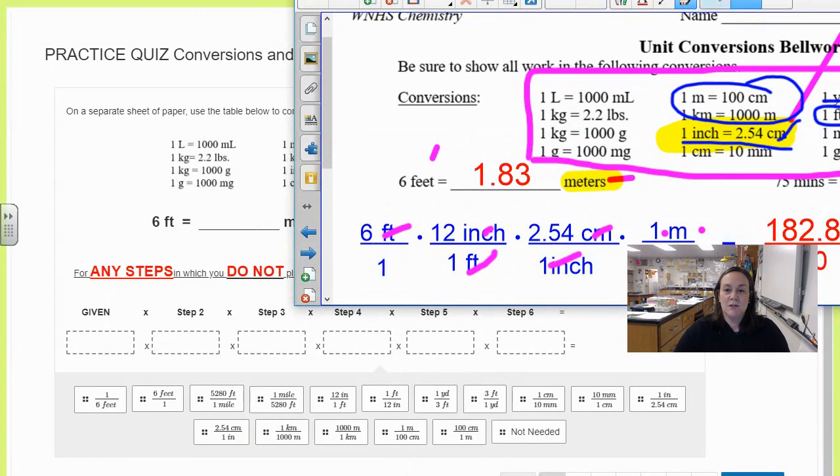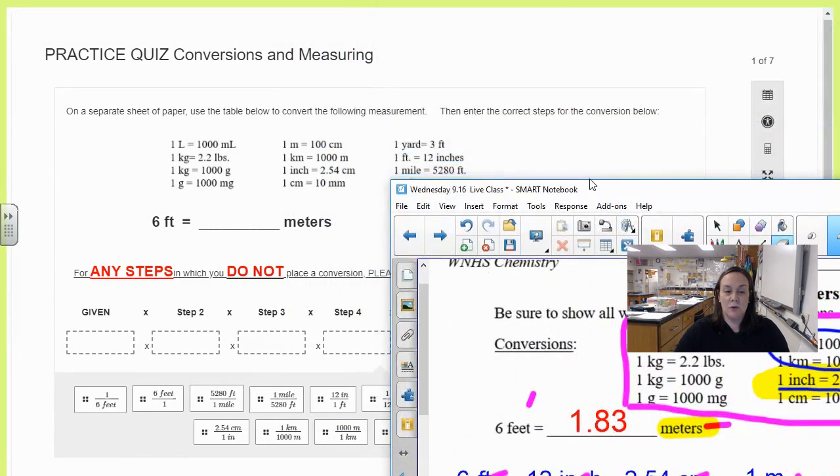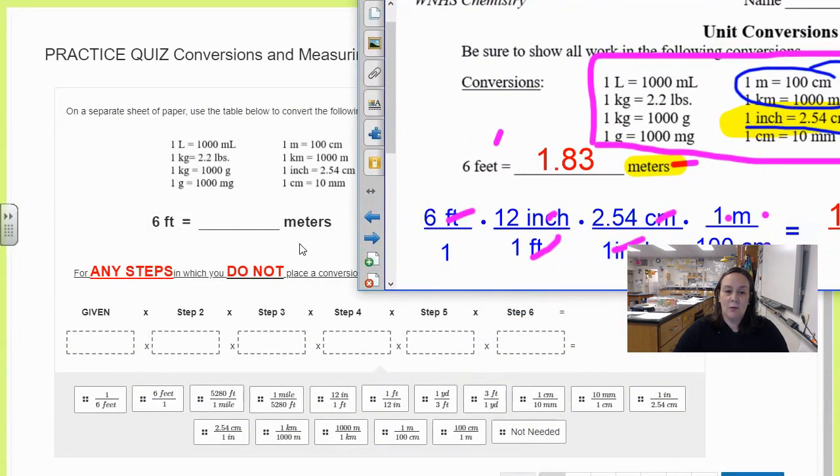All right. So as you can see, this is the exact same question. It says, and it will say this on your quiz, on a separate sheet of paper, use the table below to convert the following measurement. Then enter the correct steps for the conversion below. We have 6 feet to meters, just like on our practice problem. What I'm looking for down here is the steps that we took. So 1, 2, 3, 4 steps.